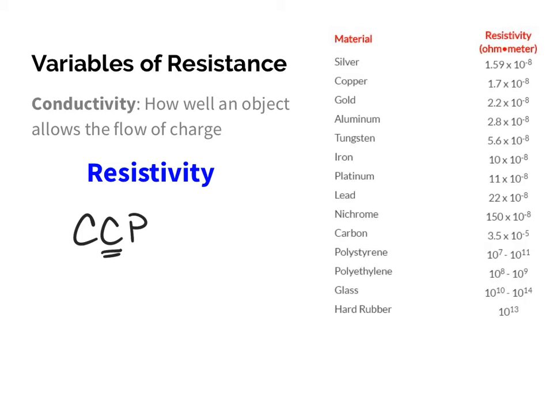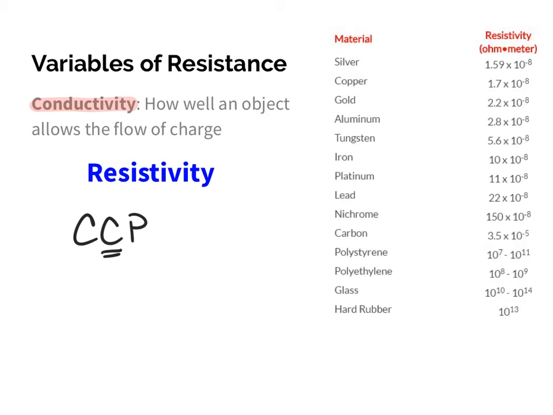So there's two terms that really we're going to focus on here, what's called conductivity. So conductivity is how well an object allows the flow of charge. So think of a conductor has a very high conductivity versus an insulator has a very low conductivity.